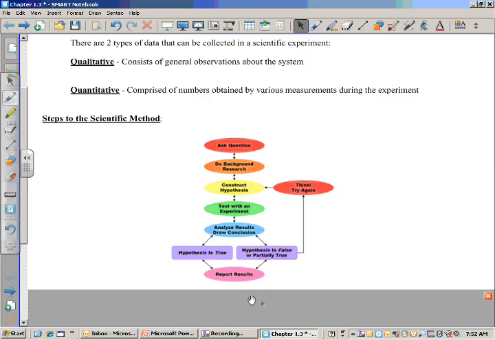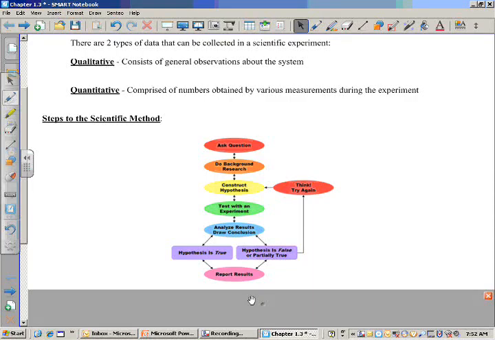Once the experimentation is complete, you need to analyze the results. From the results, you can draw a conclusion. And one of two things is going to be decided. Either your hypothesis was true or your hypothesis was not true. Either way, the results can be reported.